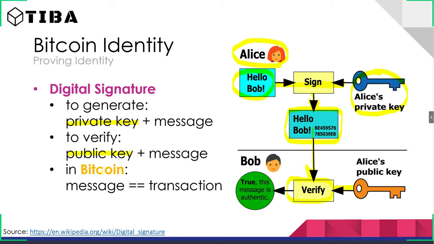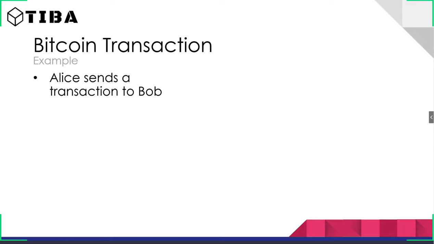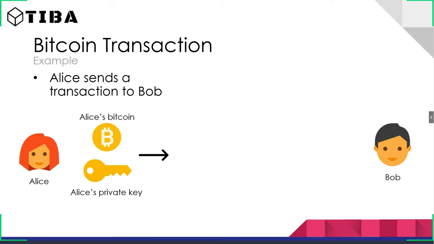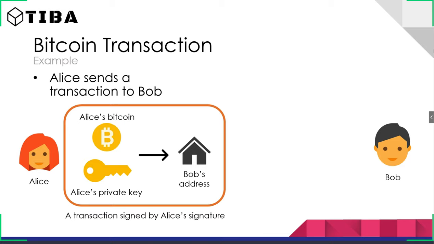So we can imagine in Bitcoin, the message you're sending is transactions, right? And then by signing a transaction, you are saying that you approve this transaction. So here's an example, right? Alice is trying to send a transaction to Bob. So here's Alice and Bob. Here's Alice's Bitcoin. And then here's her private key. And then she wants to send these Bitcoin to Bob, to Bob's address, right? And then she signs this transaction with her digital signature, and then she broadcasts this to the blockchain.